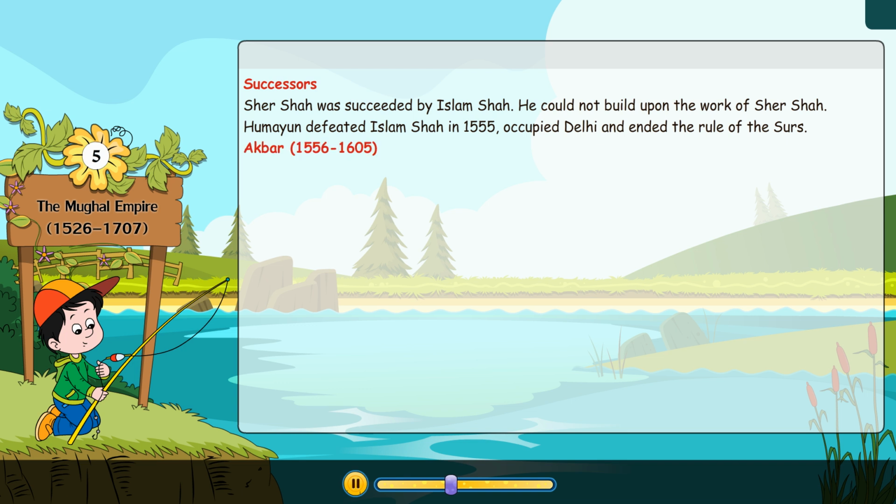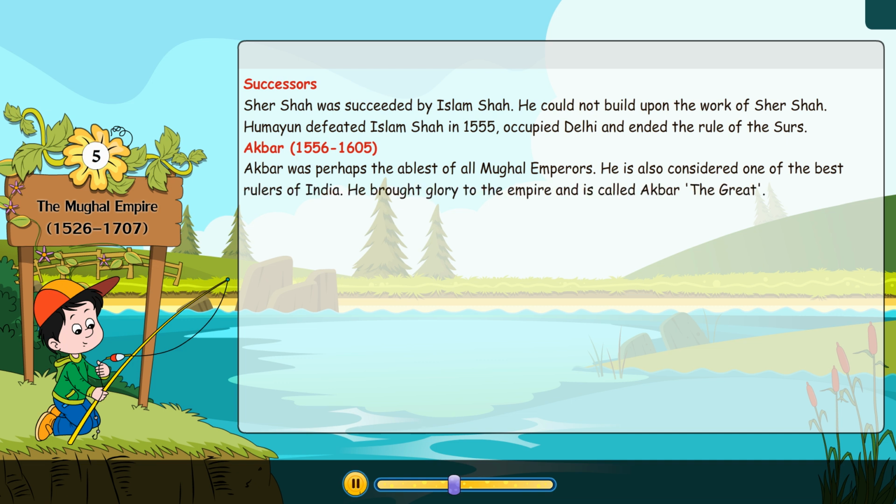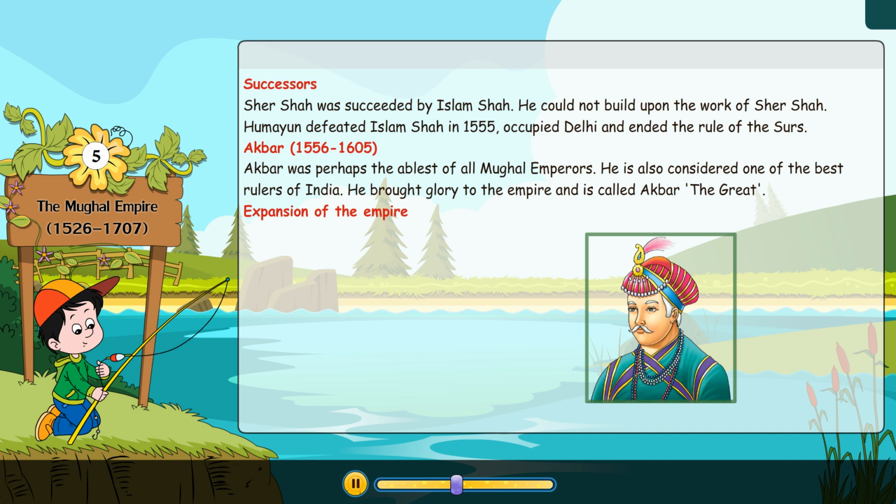Akbar, 1556 to 1605. Akbar was perhaps the ablest of all Mughal emperors. He is also considered one of the best rulers of India. He brought glory to the empire and is called Akbar the Great. Expansion of the empire. Akbar became king in 1556 when he was only 13 years old. Behram Khan was appointed as Akbar's regent.